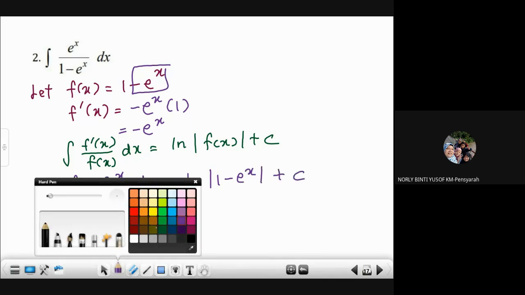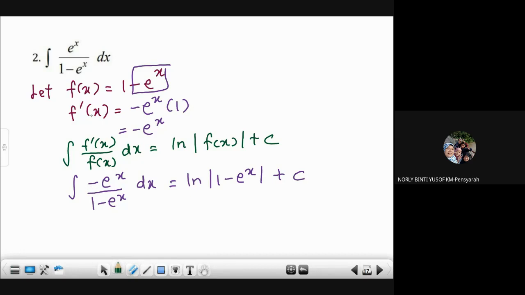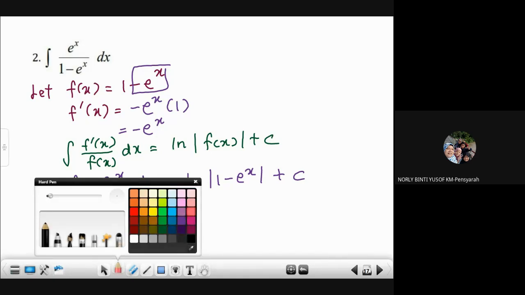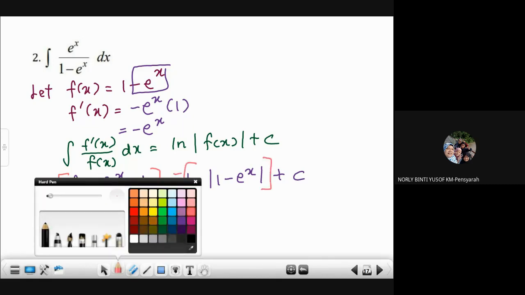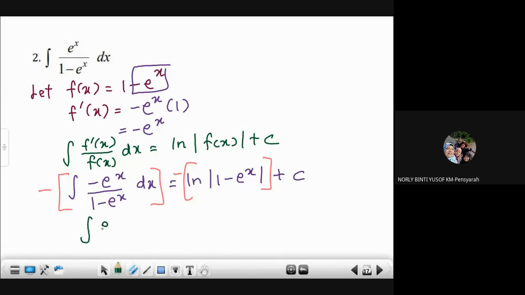Tapi dia tak sama dengan soalan sebab dia ada negatif. Atas tak ada negatif, sini tak ada. So you nak hapuskan negatif tu, you kena darab dengan negatif both side. Kiri darab negatif, kanan pun darab negatif. So you akan dapatlah soalan tu e power of x over 1 minus e power of x dx equals to negative ln 1 minus e power of x modulus plus c. So that will be your answer.